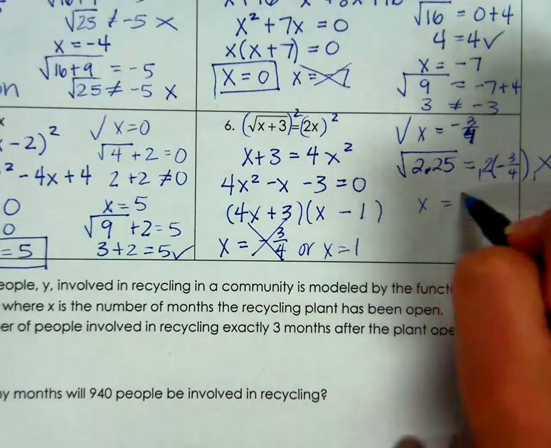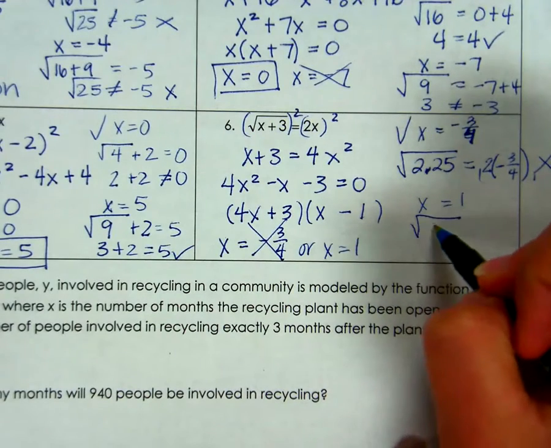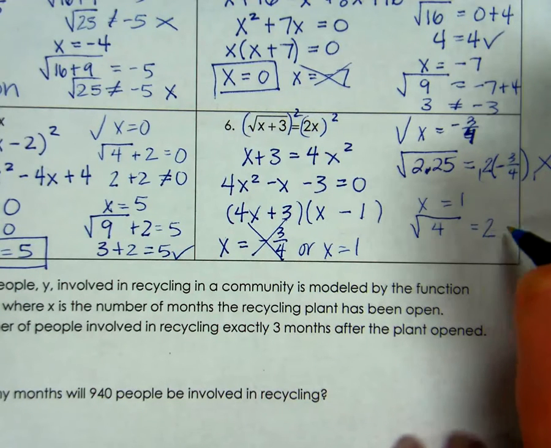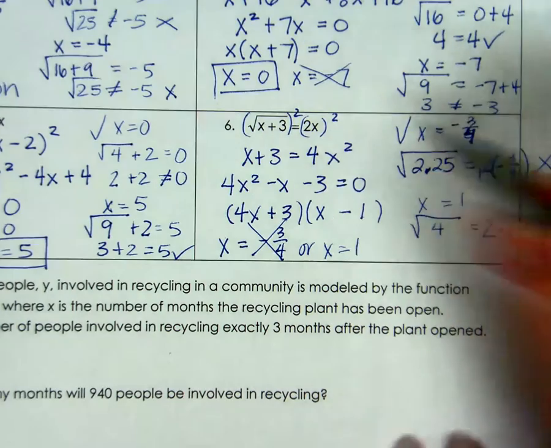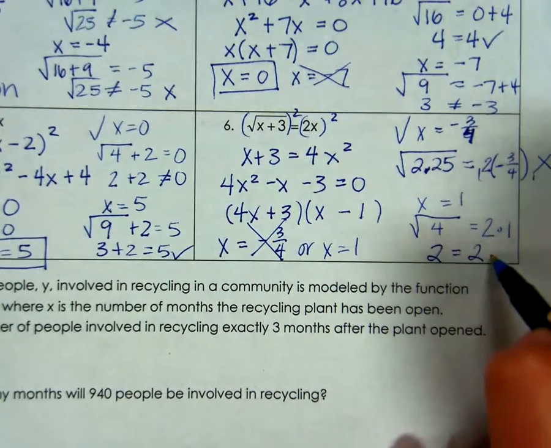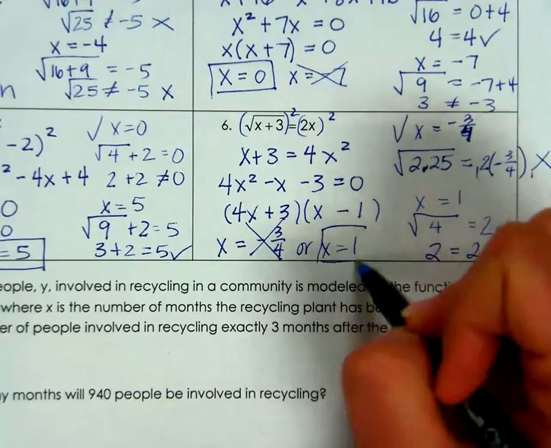Let's check for x equals 1. The square root of 1 plus 3 is 4. Does 4 equal 2 times 1? Oh, I'm sorry, 4 times 1. Nope. Yeah, 2 times 1. 2x. Square root of 4 is 2. 2 times 1 is 2. X equals 1 is the solution.